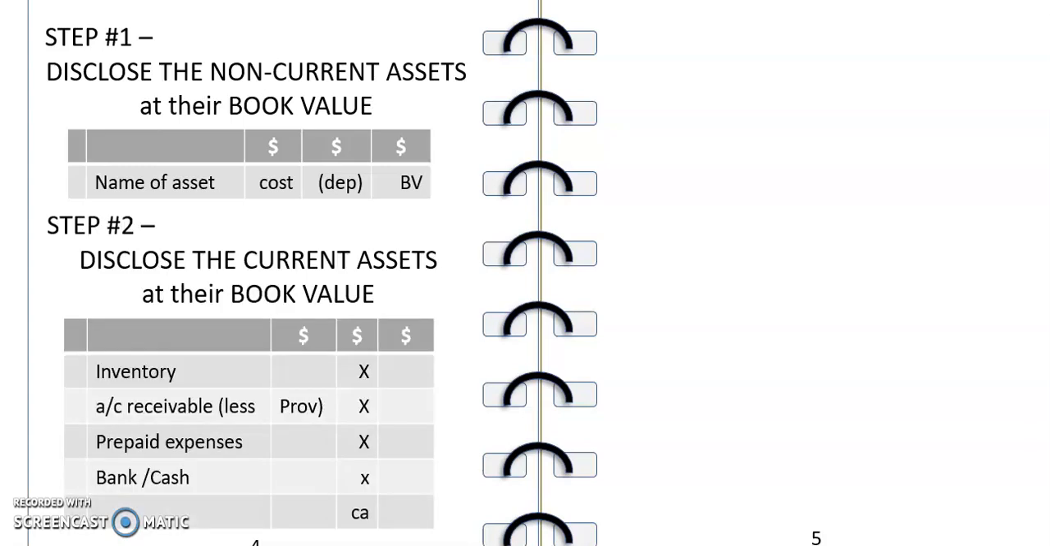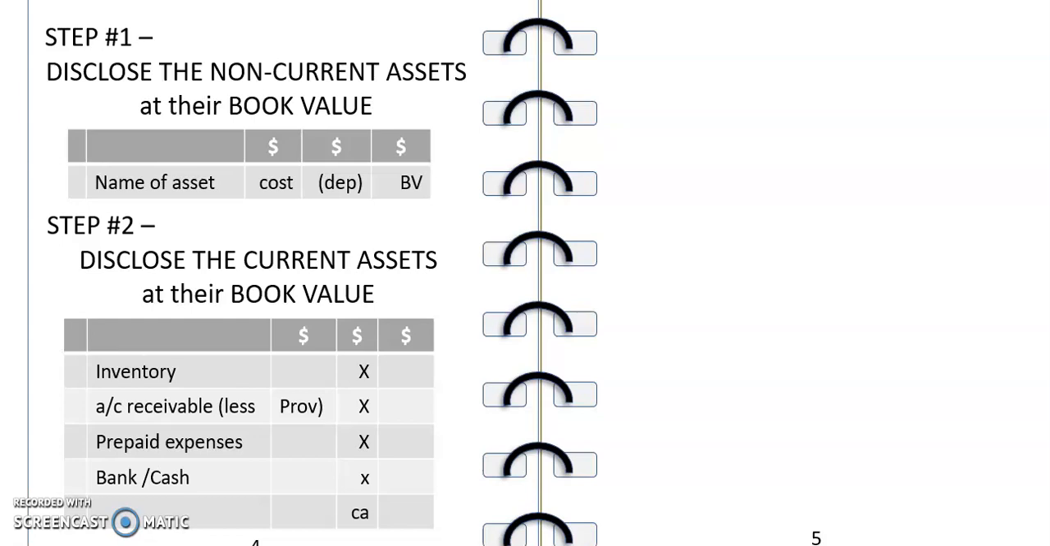Step number 2, disclose the current assets at their book values as well. Your current assets is generally a very short list: inventories, receivables, prepaid expenses, bank and cash. That's a generic list, so you look for that. So you put in your inventory. Remember, this inventory is the inventory at the end of the period that you're reviewing.